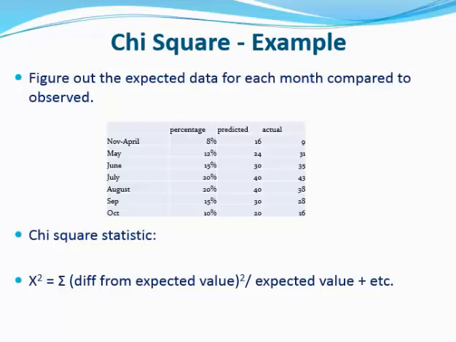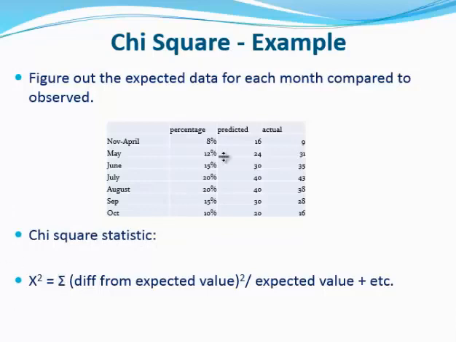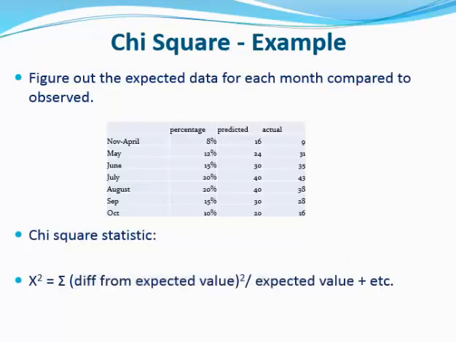Now we need to use the information that we just found in this little chart to figure out our chi-square statistic. Now, the chi-square statistic's formula is really not that complex. It's the summation, which means the addition of all of the data points, their difference from the expected value squared, divided by the expected value, plus etc.